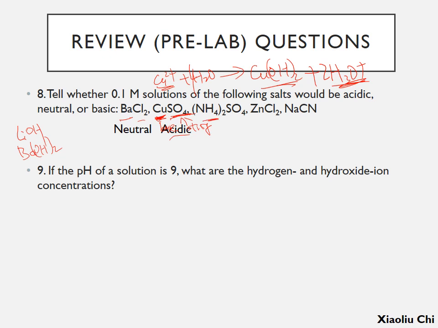Next one, ammonium comes from a weak base, and the sulfuric acid is strong. So again, strong wins, so that's acidic. Okay, next one, zinc is a weak base, chloride is a strong acid, so same thing, that's acidic. So next one, sodium comes from a strong base, sodium hydroxide, but the cyanide comes from a weak acid, hydrogen cyanide, and therefore in this case sodium hydroxide wins, so that's basic.